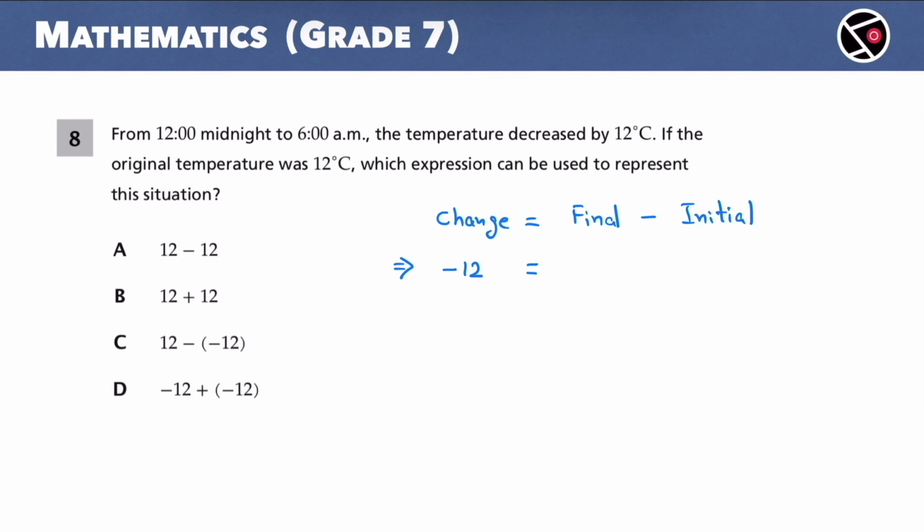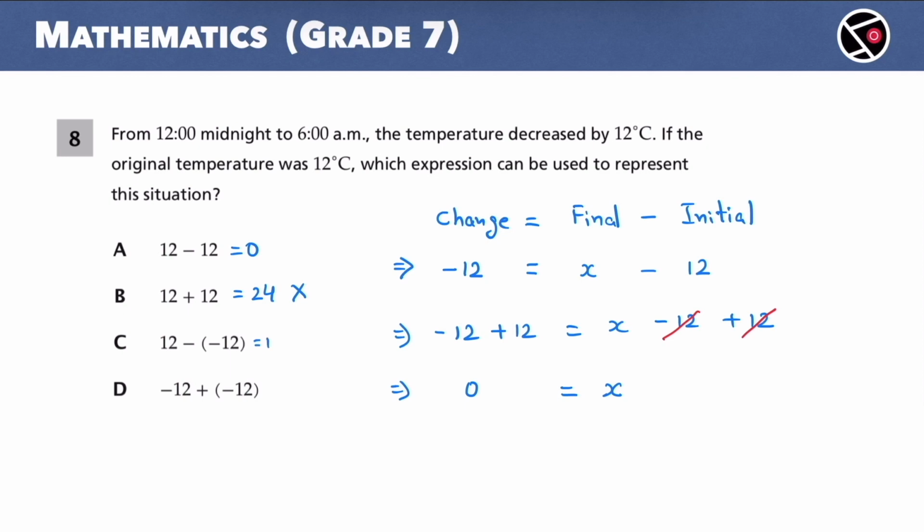The final temperature, we call it X. The initial temperature is 12. Adding 12 to both sides, minus 12 plus 12 equal to X minus 12 plus 12. These two terms cancel out and we have 0 equal to X. For A, we have 12 minus 12 equal to 0. For B, we have 12 plus 12 equal to 24, which is incorrect. For C, we have 12 plus 12, giving us 24. Again incorrect. And for D, we have minus 12 minus 12, that is minus 24. Again incorrect. So our choice is A.